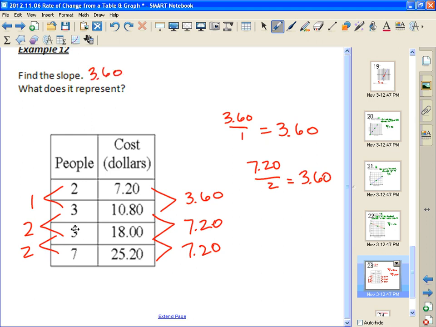And if I look, my x-axis is being represented by people, and my y-axis is being represented by cost in dollars. So that means that for each person, the cost is $3.60.